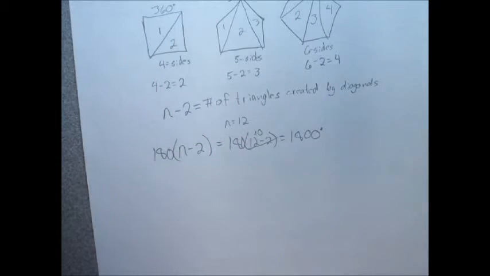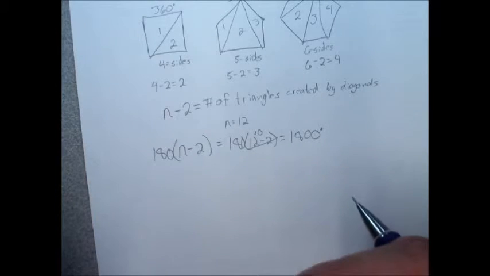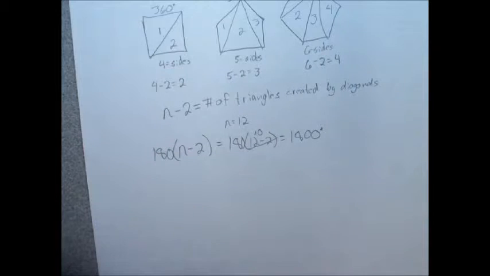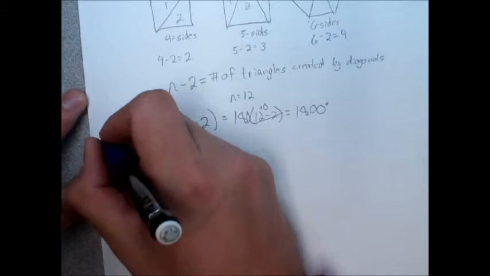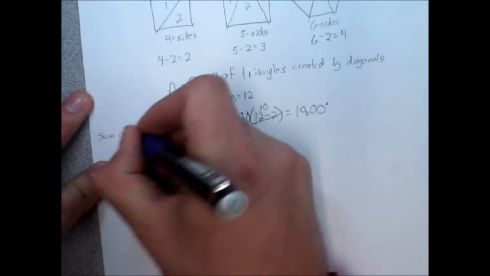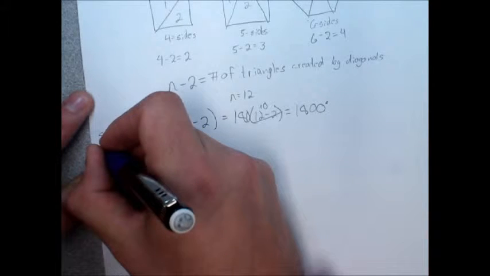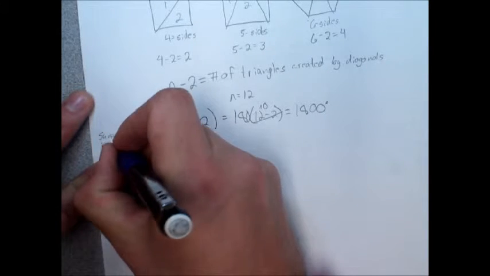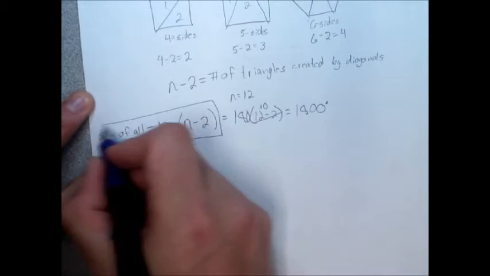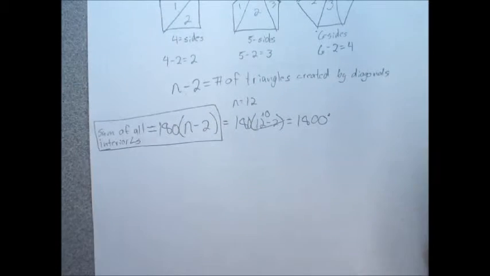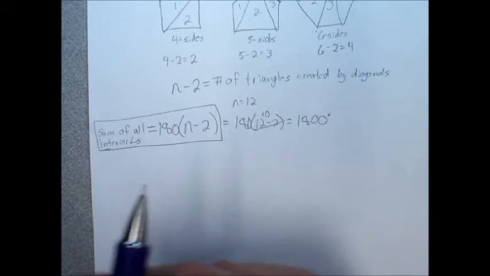Now, if it's a regular polygon, I would just take the number of angles that are made inside of that polygon and find out what each measure would be. Okay, so here's your formula. This would be your formula for finding the sum of all interior angles. It's 180 multiplied by n minus 2. That's for finding the sum of all interior angles.